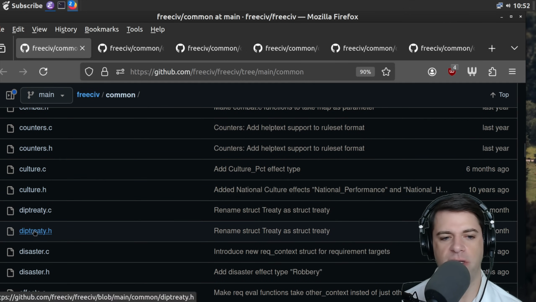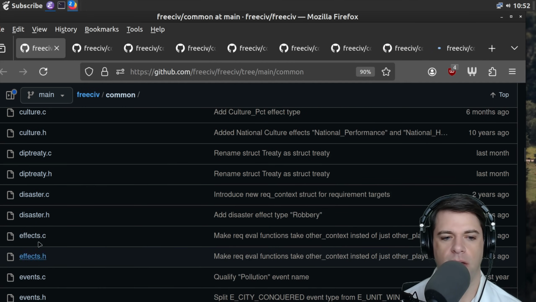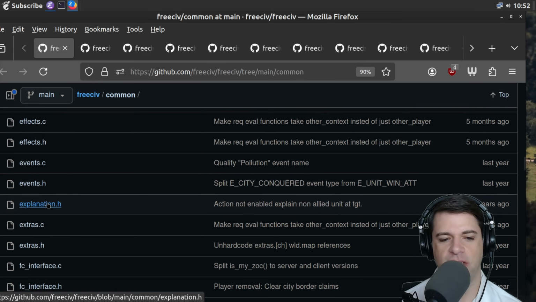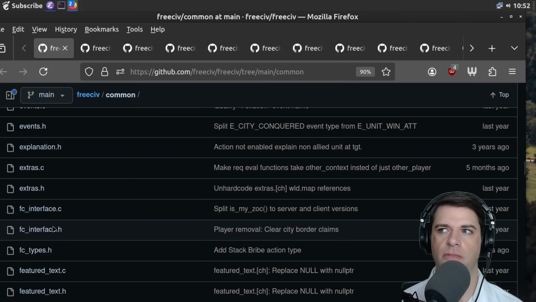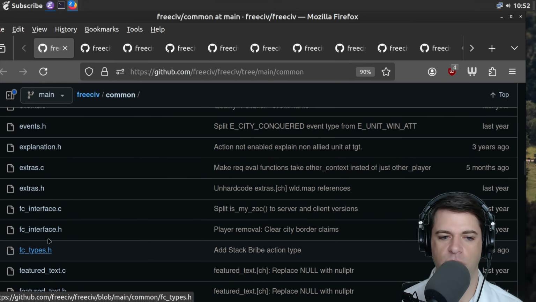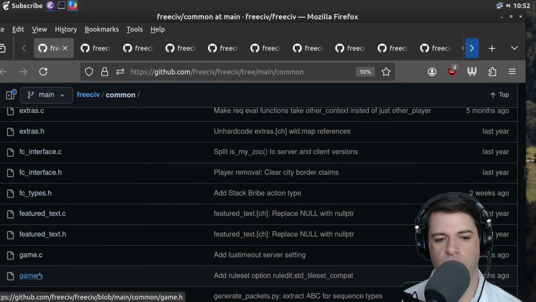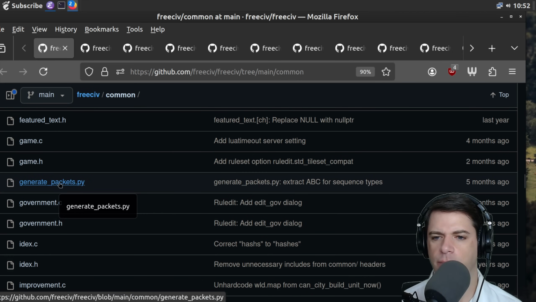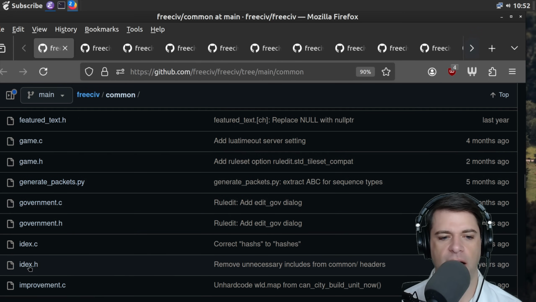DIP treaty, I don't know what DIP means. Treaty is presumably something about a treaty. Disaster, I guess we'll look at. Effects, I'm not sure what effects are. Events are probably ordinary events, like an event system, like you see in other repos. FC interface, Freeciv, probably FC. FC types, we'll look at Freeciv interface and Freeciv types. The game itself, you might as well look at the header and the game. Generate packets, that's a Python file. I'm wondering if that's for generating packets for testing. Government.h and government.c we'll look at.